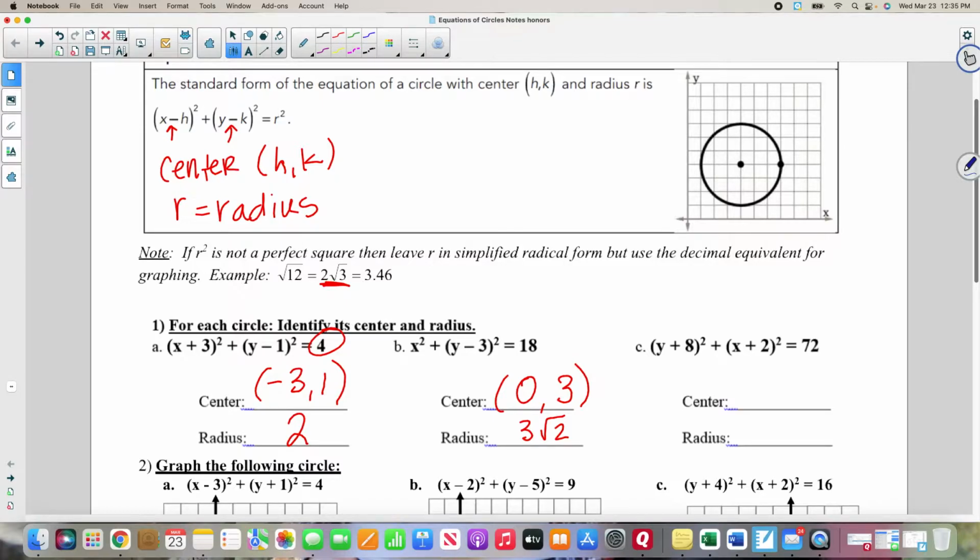All right, I want you to write the center and the radius for C. Don't tell me your answer yet. Just the center and the radius for letter C.